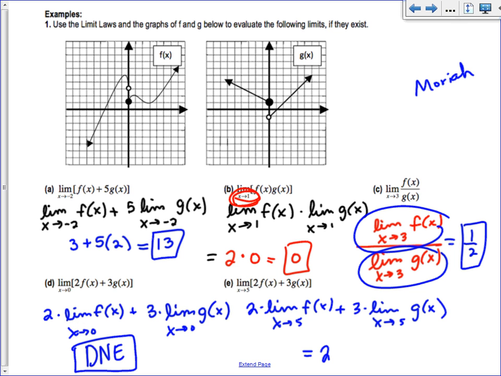All right, so we have 2 times, so she says 3. So x goes to 5. 1, 2, 3, 4, 5. So it's at 3. Plus 3 times, now this other one was 4, right? This one. So 6 plus 12, so you get 18. So 18.